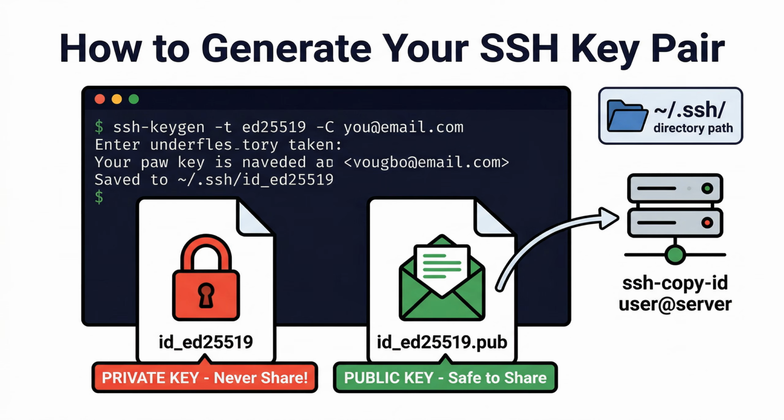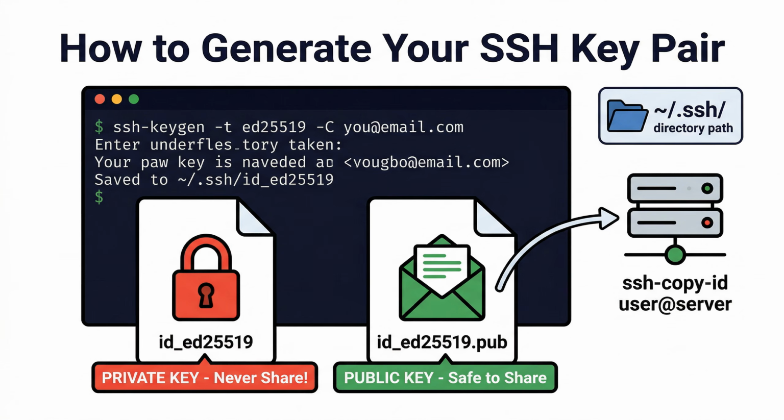Let me show you exactly how to create your SSH key pair. On your terminal, you run ssh-keygen -t ed25519 -C "your email". ed25519 is a modern, highly secure key algorithm. The -C flag adds a comment so you can identify the key.